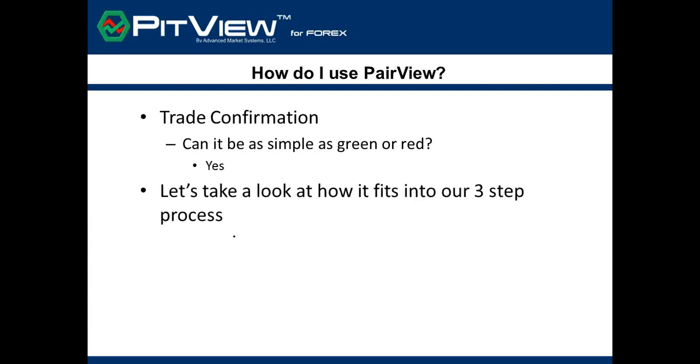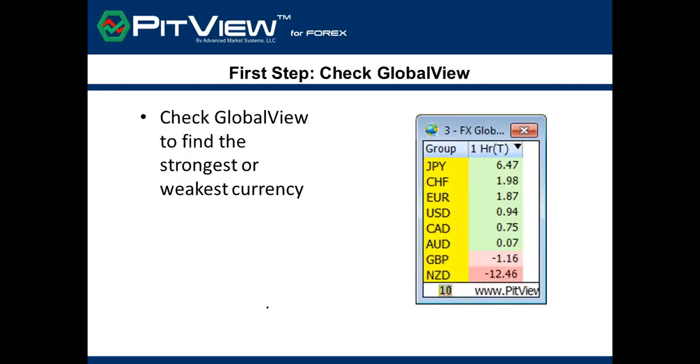Now that I've gone through green and red, or how to look at PairView as far as the totals go, I can show you a little bit of how this fits into our 3-step process. So let me go in and show you here. Let's go back to our case study, if you will. We already checked GlobalView. We saw that the yen is strong.